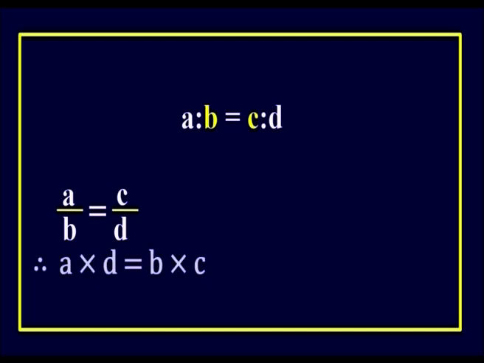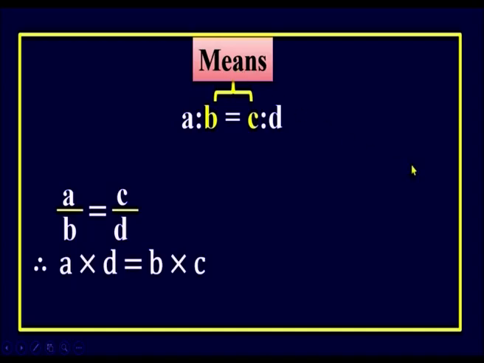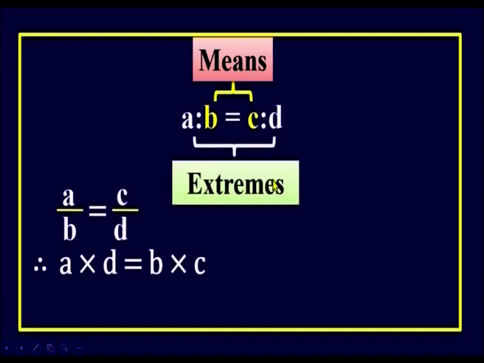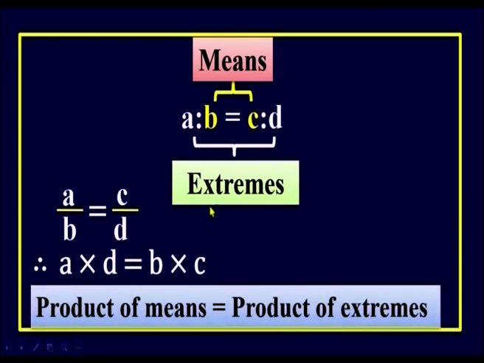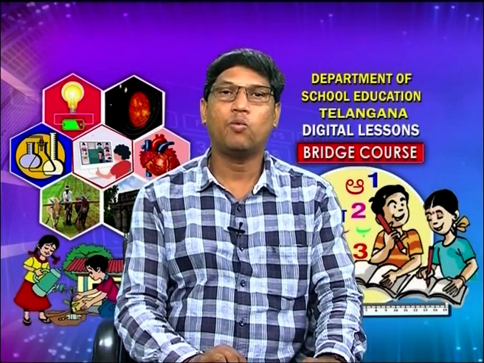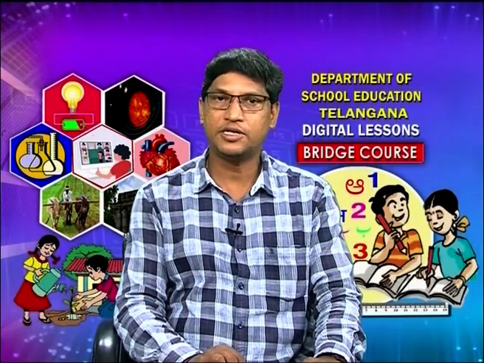Now, on cross multiplying this, I get A into D is equal to B into C. Here B and C are called means, whereas A and D are called extremes. So, if you notice here, A into D is the product of extremes and B into C is the product of means. So, I can write product of means is always equal to product of extremes whenever the quantities are in proportion. Got it, children?